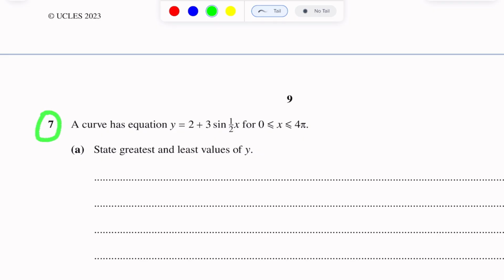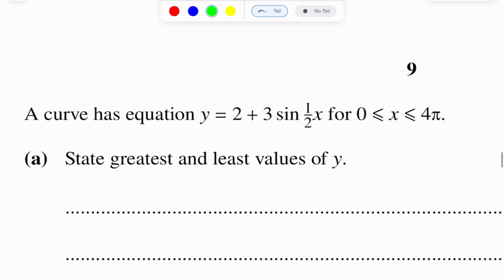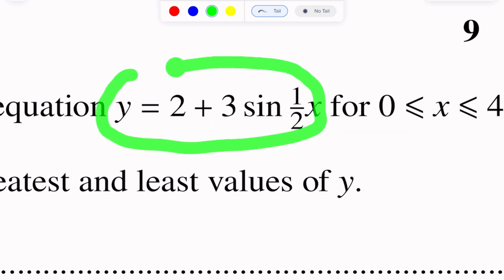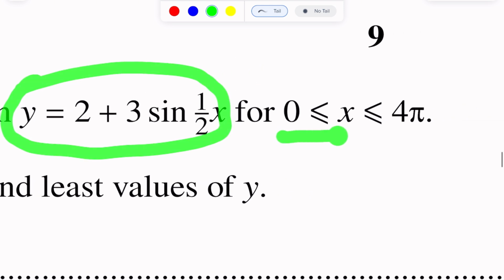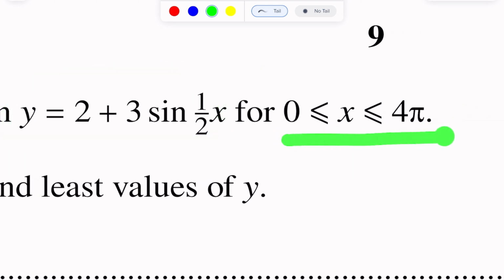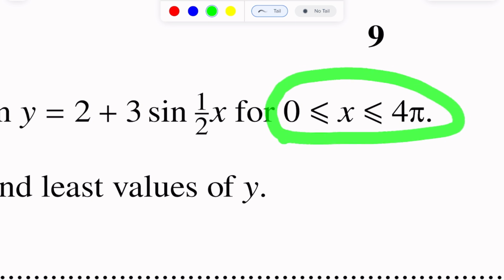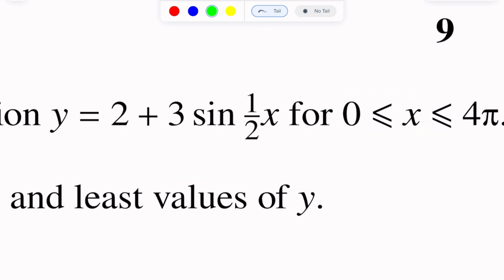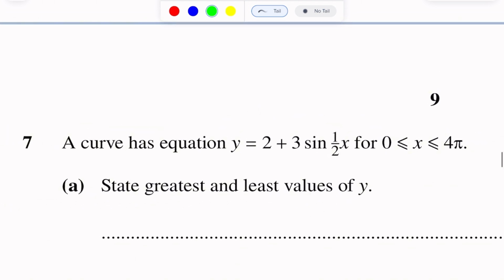Question number 7. A curve has equation y is equal to 2 plus 3 sine 1 over 2x for x between 0 and 4 pi. This is the interval, given in radians, 0 to 4 pi. This is a trigonometric function, y is equal to 2 plus 3 sine 1 over 2x. State the greatest and least value of y.